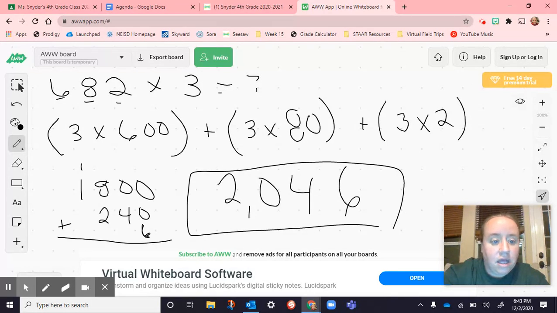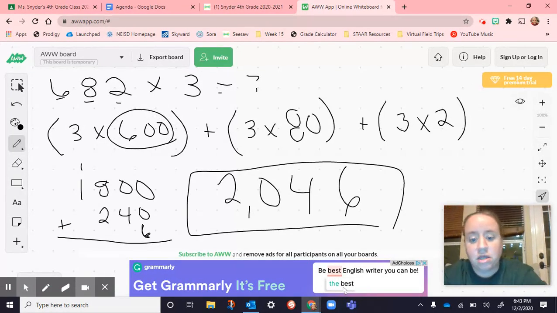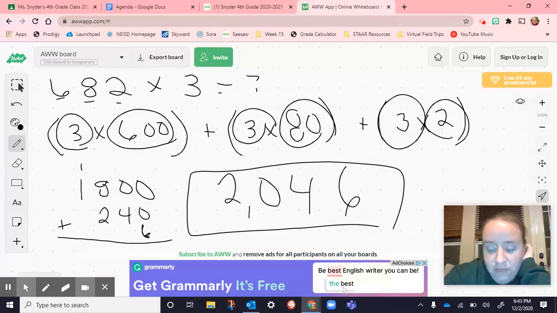So again, just making sure that these numbers right here come from that expanded form. This number here came from what it is that I'm multiplying, and then just double checking all of that and making sure that you added it up correctly, and that is it.